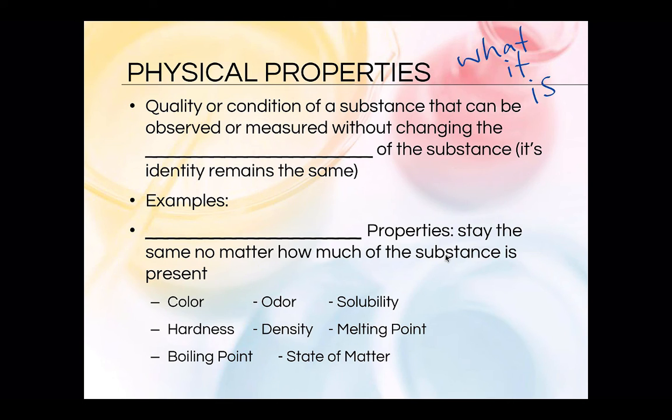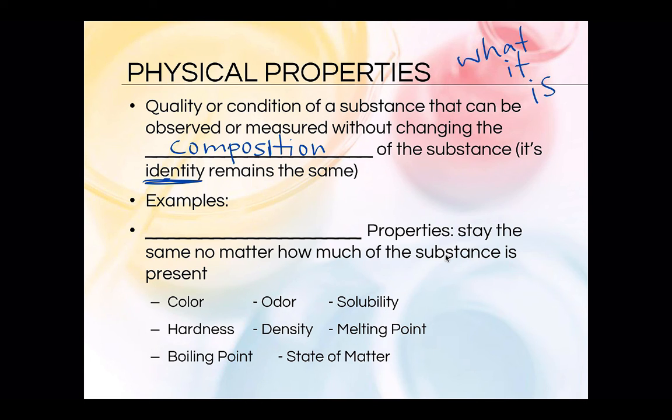That means you're describing a quality or a condition of a substance that can be observed or measured without changing the composition of the substance at all. In other words, it retains its identity throughout the physical change, or the physical properties describing what it's like when it's just that thing and not when it's reacting with other things.